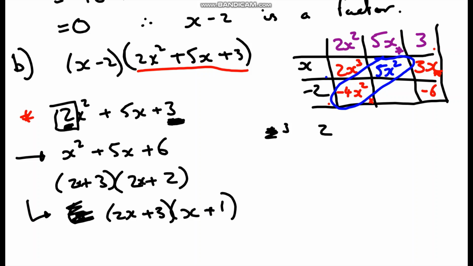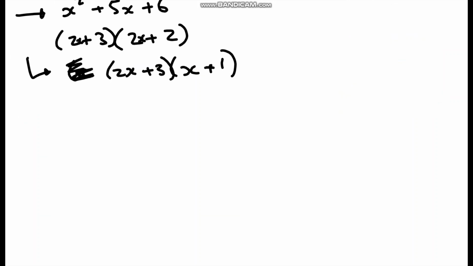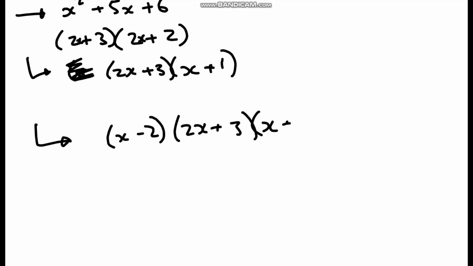Okay, so now we've got that red bit, so let's put it together. So our final answer is going to be x take away 2, 2x plus 3, x plus 1.